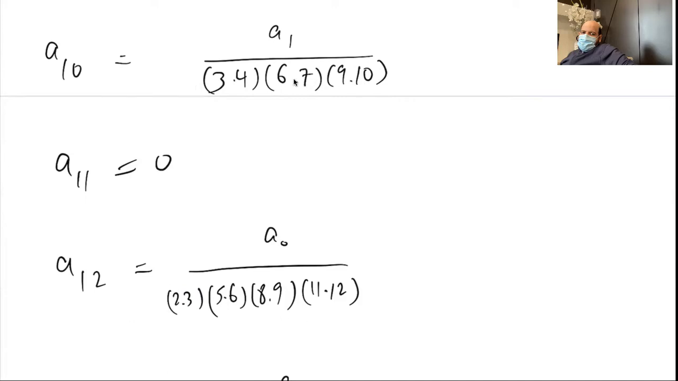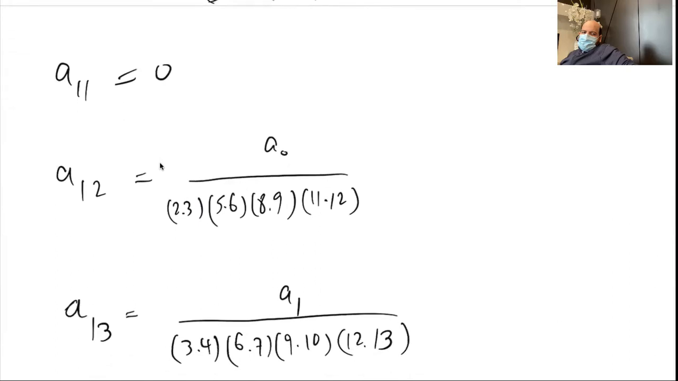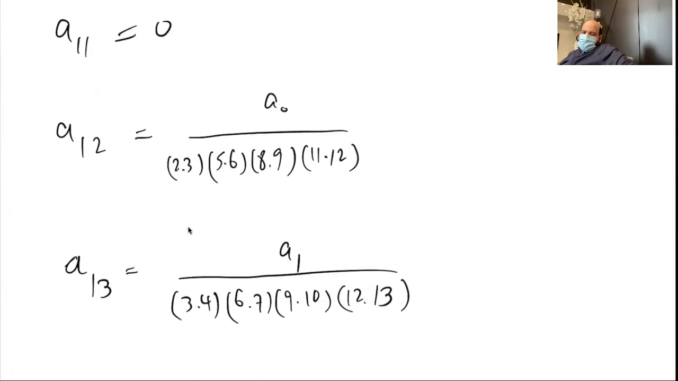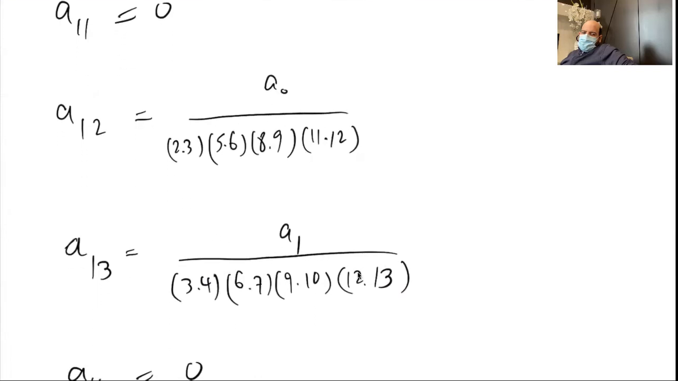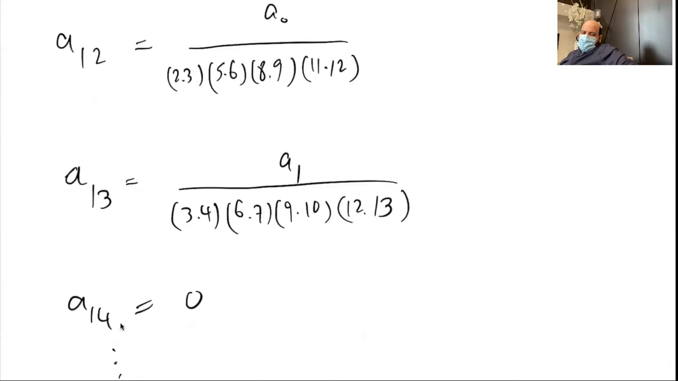So 10 times 9, 7 times 6, 4 times 3, then A11, again 0. Similarly for A12, 12 times 11, this number matches with this, times the one before it, 11, then one number missing, 10 is missing, then 9 times 8, then 7 missing, 6 times 5, then 3 times 2. For A13, 13 times 12, one number missing, 11 is missing, 10 times 9, and so on. And then A14 again is 0. So we'll have 2 non-zero terms, then 1 zero term, and so on.